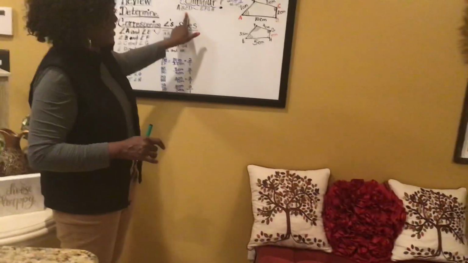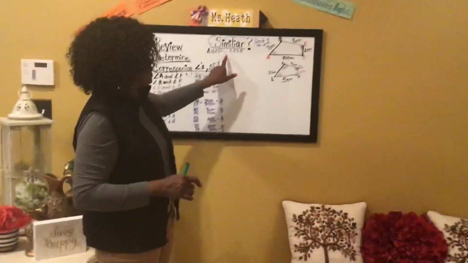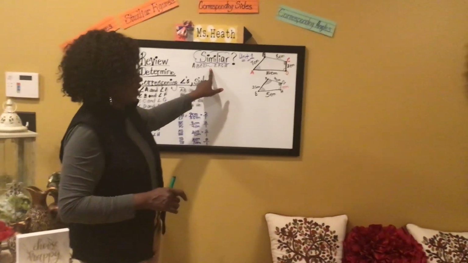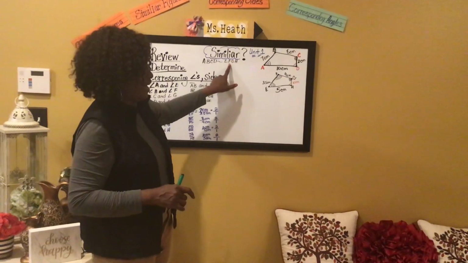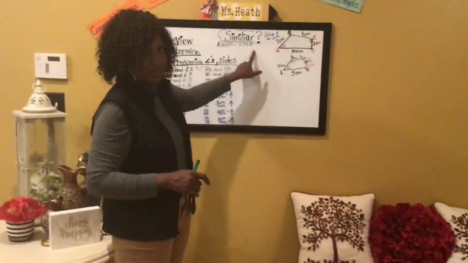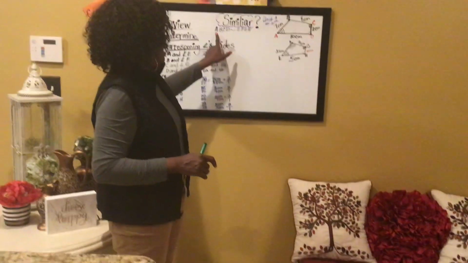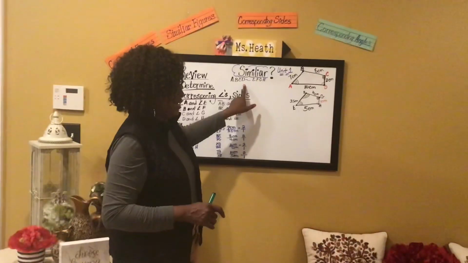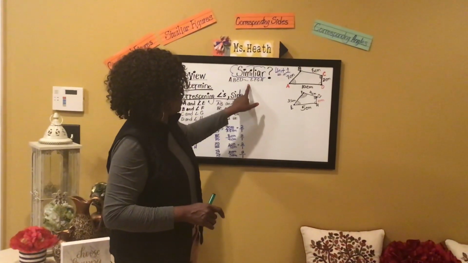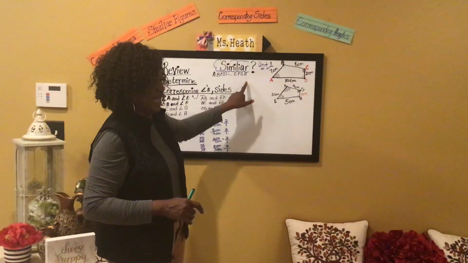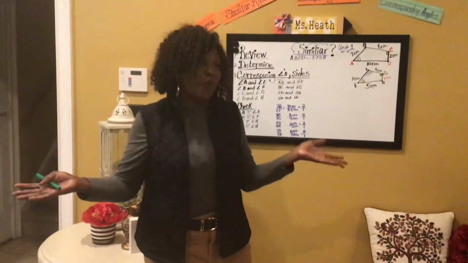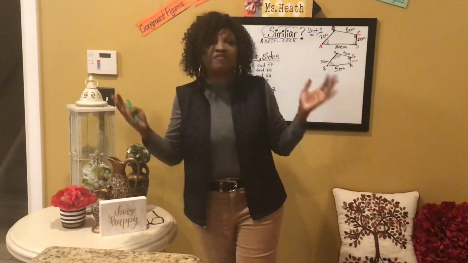So ABCD is similar to figure E, F, G, and H. I'll say it again. ABCD is a similar figure to E, F, G, and H. So now we know how to determine if two figures are similar.